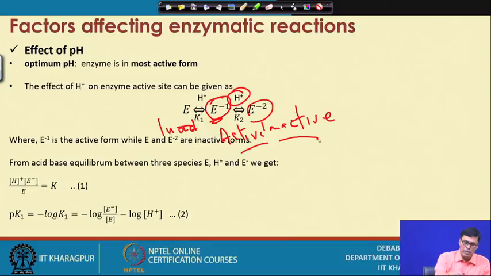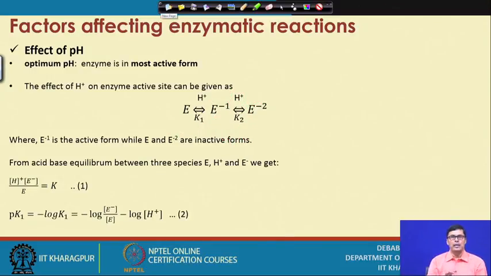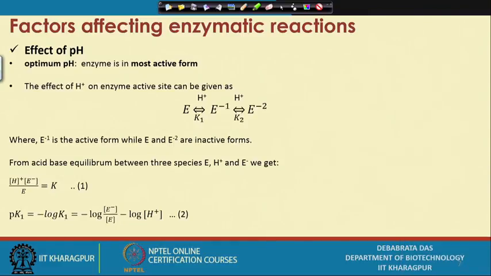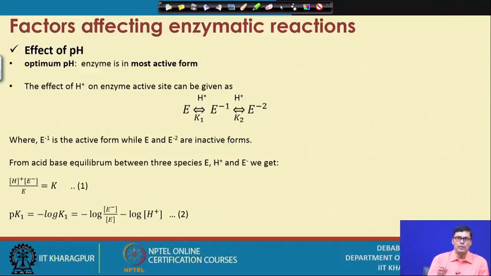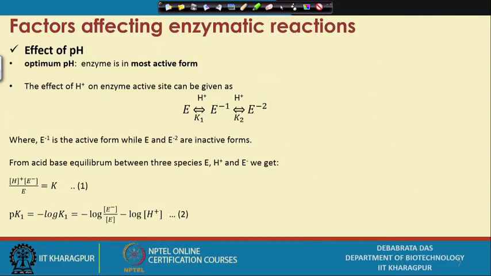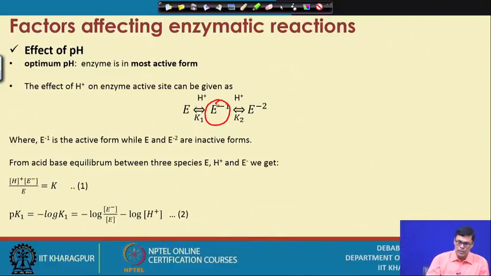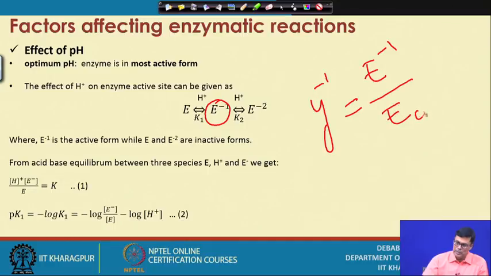So the effect of hydrogen ion on the enzymatic activity can be explained very easily like this. When we remove one hydrogen ion, it is active, but when you remove another hydrogen ion, it becomes inactive. So this is the optimum. Now we have used one term called y minus 1. Y minus 1 is the fraction of E minus 1 in E0. What is E0? It is the total enzyme concentration.